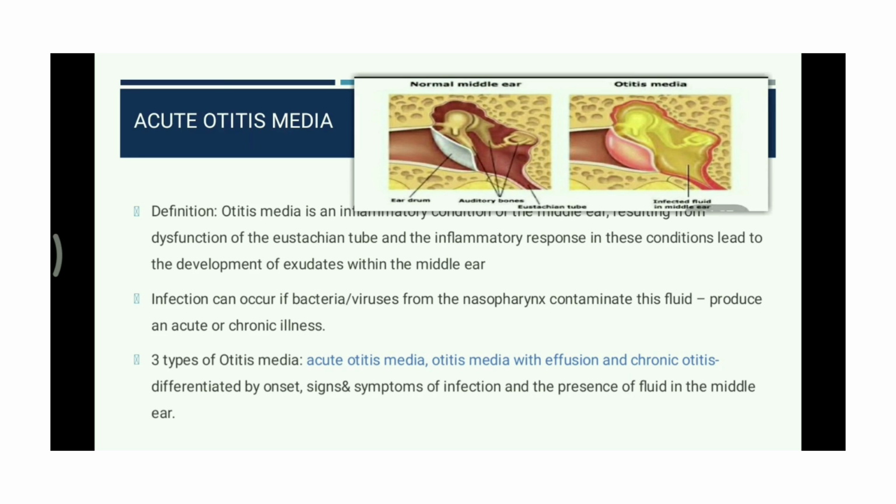So as you can see here, in case of a normal middle ear, when the person is not infected with any virus or bacteria, the eardrum is normal and the eustachian tube is in the normal situation. Whereas in case of otitis media, there will be buildup of the exudate, that is of blood or of any of the inflammatory mediators, which can cause severe pain and also some kind of drainage through the middle ear, as you can see from this diagram.